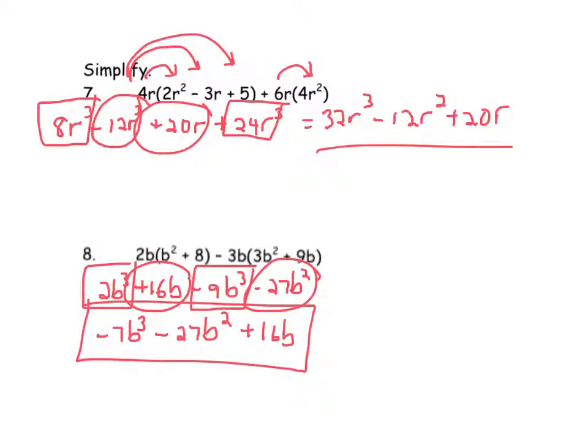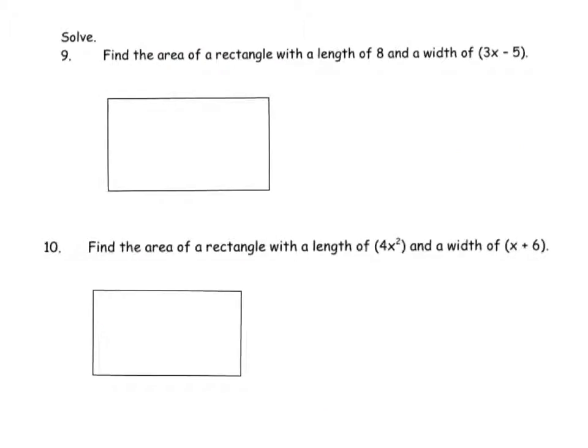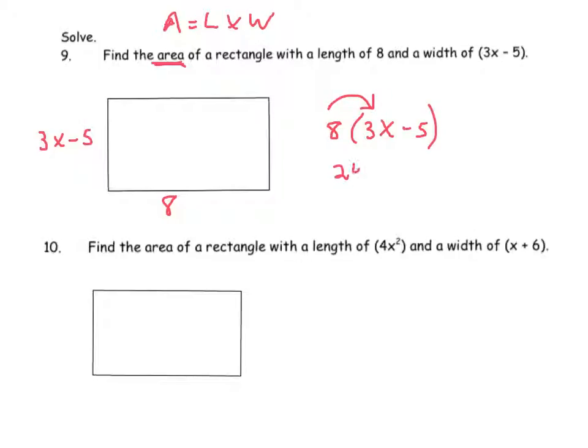Alright, we have two more problems. And now we're going to apply this to a geometry problem. It says to find the area. Remember that area is equal to length times width. So find the area of a rectangle with a length of 8 and a width of 3x minus 5. So now we have to, of course, multiply the length times the width. So I'm going to do 8 times 3x minus 5. And then if I distribute, I get 24x minus 40. So that would be my answer.